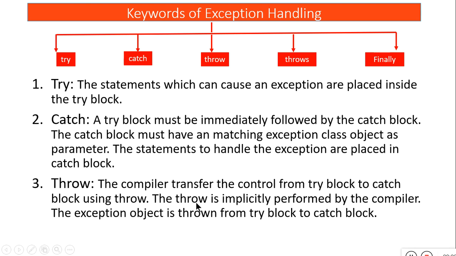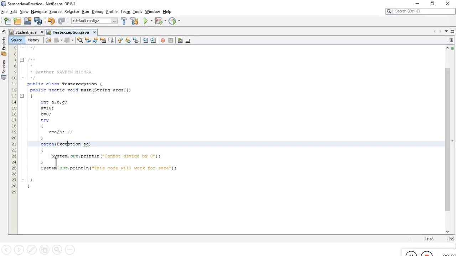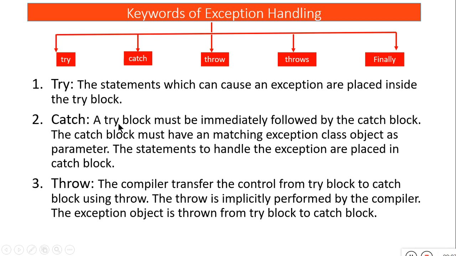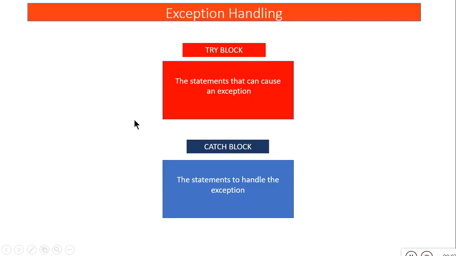And again, the throw block: the compiler transfers the control from try to catch using the throw keyword. I have not used a throw keyword here because it is automatically working behind the Java compiler execution. So Java is automatically transferring the code from try to catch block using the throw keyword. Okay, so this is the graphical representation.